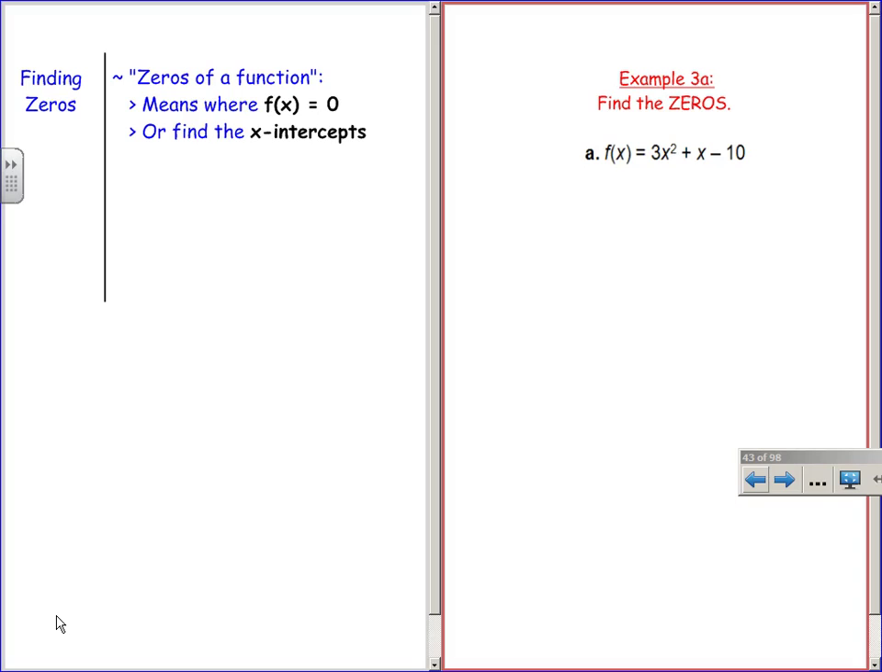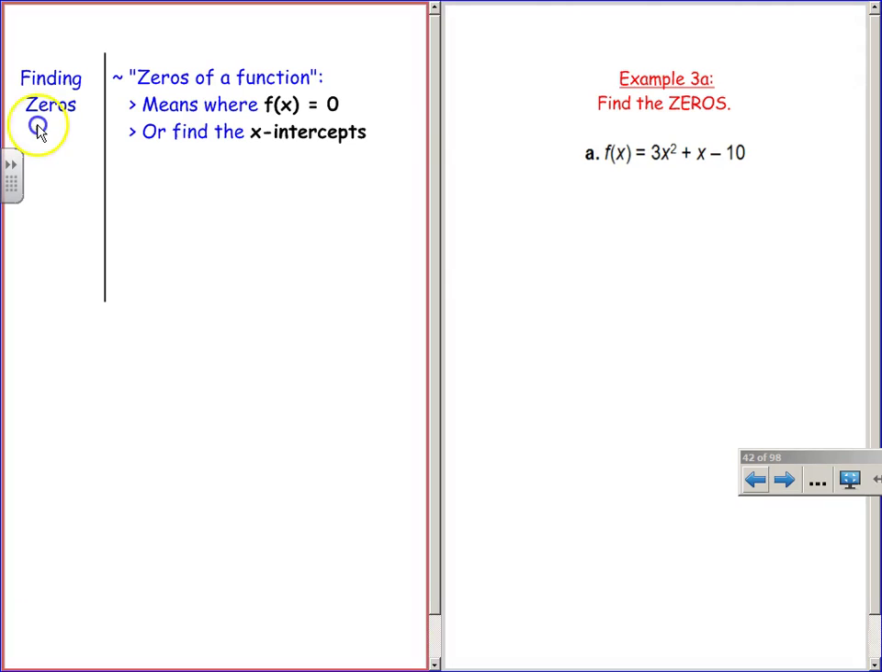I want you guys to go ahead and write at some location around here the word factor. I want you to get out a colored pen. I want you to highlight. I want you to circle. I want you to do something that reminds you whenever we're trying to find the zeros of a function, always try to think of factoring.